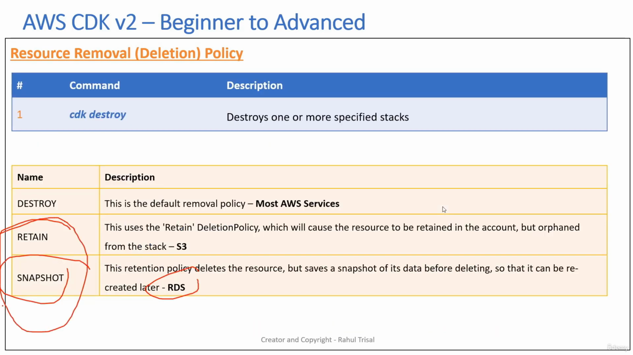Now, why do we have retain and snapshot as default policies when we run the CDK destroy command? The reason is that AWS wants to make sure that you don't lose any data. So that's why for storage services and RDS, it tries to protect your data unless you override the default policy and mention specifically to destroy the service. And that's what we're going to see for one of the services. We'll take an S3 and see how we can override the default policy.